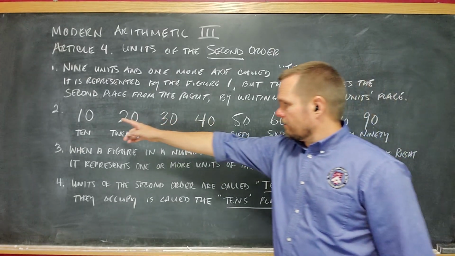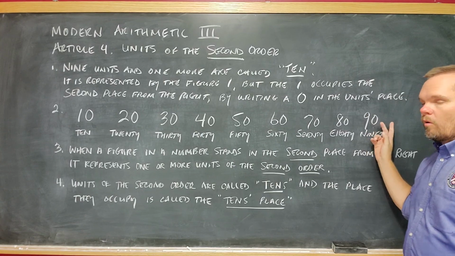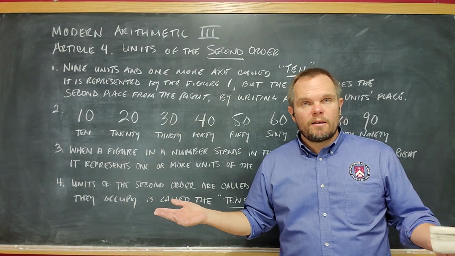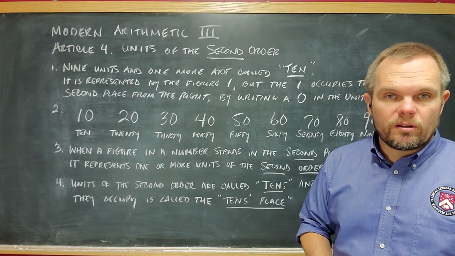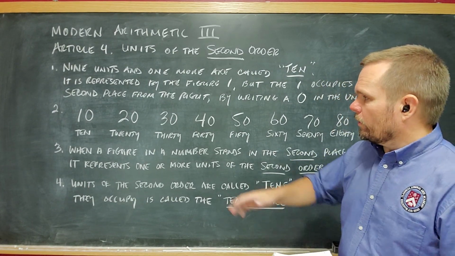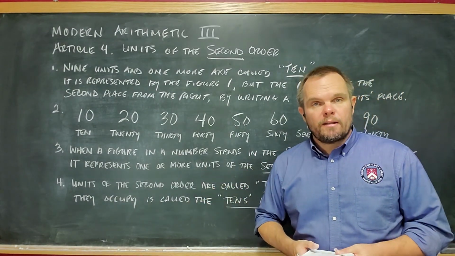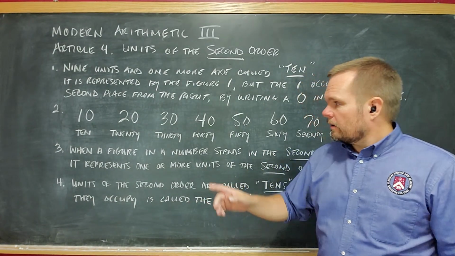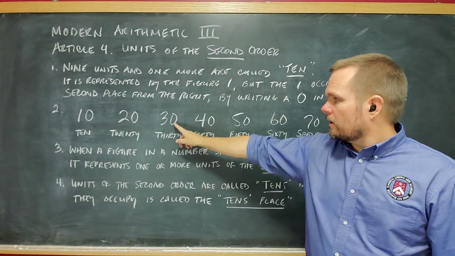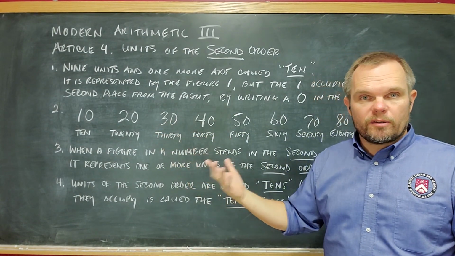So from 10 all the way up to 90, we can write all of those numbers in Arabic notation with the same 10 figures that we learned in Article 3. We can write all of these numbers and we're still using the same 10 figures. How are we doing that? Now we're starting to see. In Arabic notation, we use different places or orders to express different numbers.